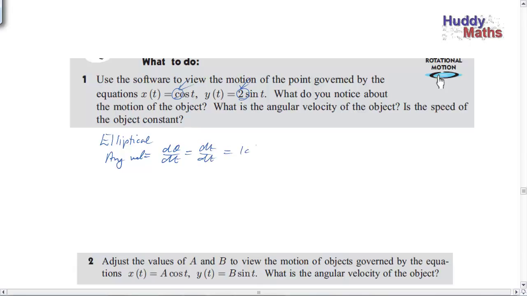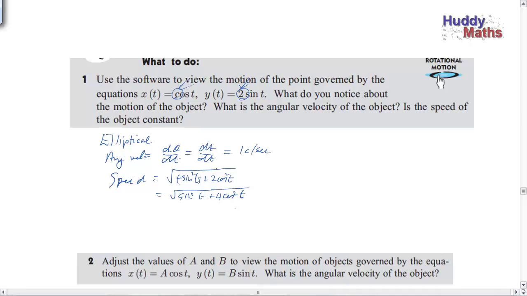It's 1 radian per second, as before. Is the speed constant? Well, the speed is going to be the square root of... Now, let's have a look at it. X prime t is minus sine t, and y prime t is cos t. So we've got the squares of those two added. So this is minus sine t all squared, and so this is the square root of sine squared t plus 4 cos squared t.